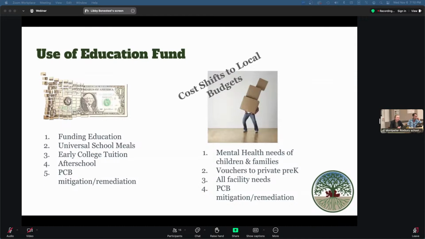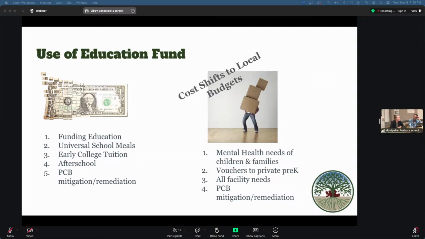So the use of the education fund. It does fund education, of course. It also funds universal school meals, so that money never actually comes to us. It's just funding it outside of us. It also funds early college tuition. That was a statute change a few years ago. So it funds that early college.